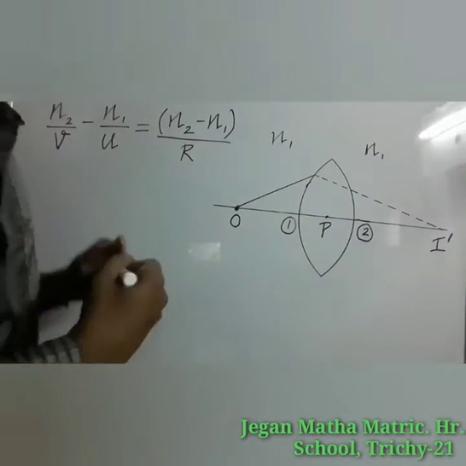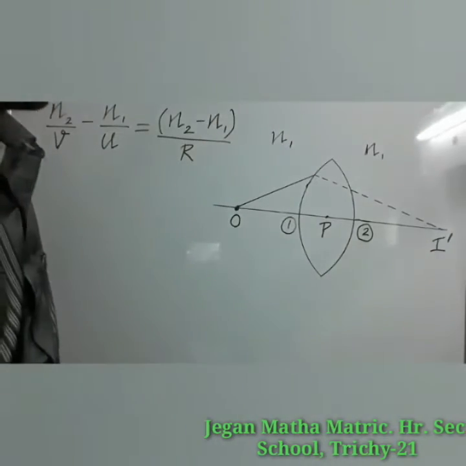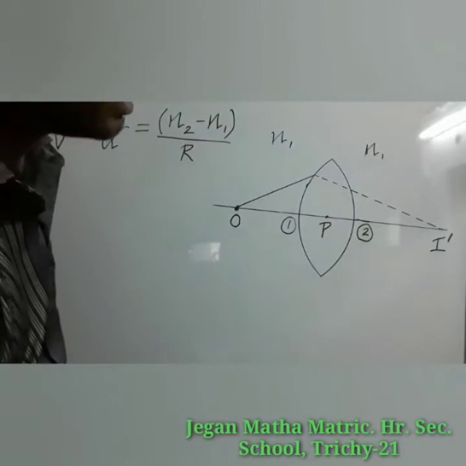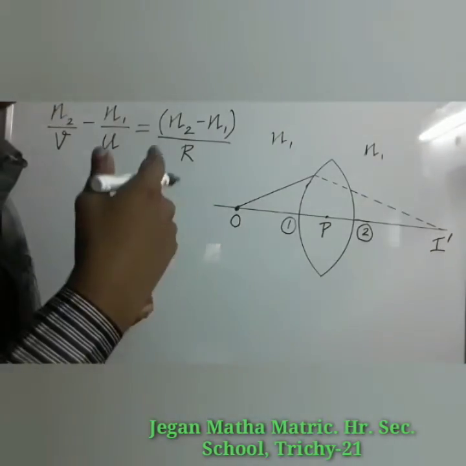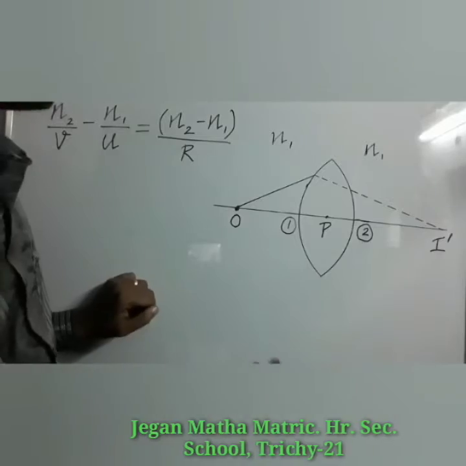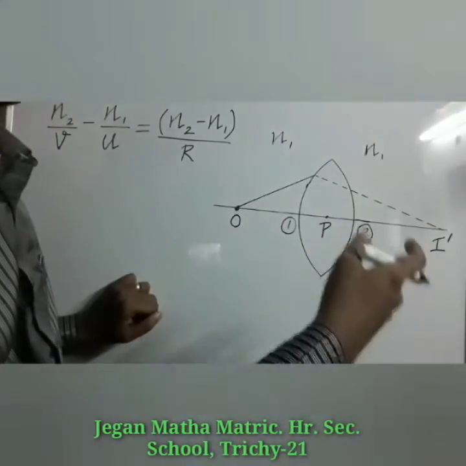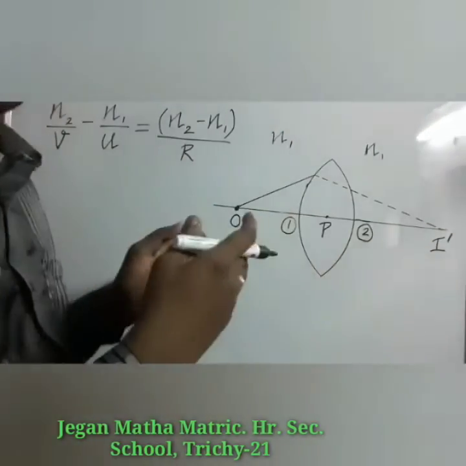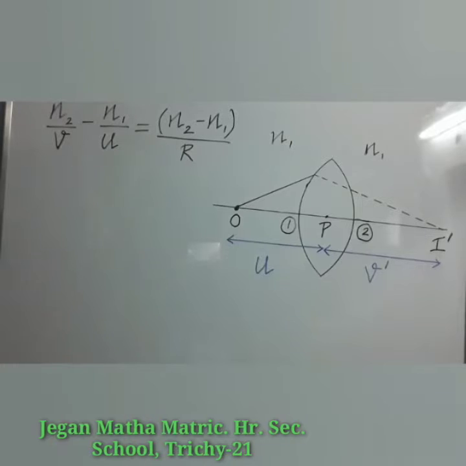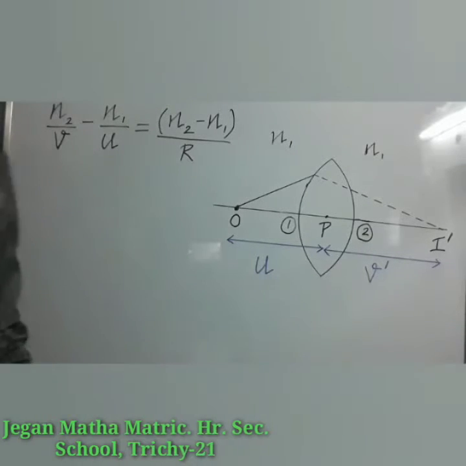So what is the distance between the object and the pole? That is known as U. And what is the distance between the pole and the image? That is known as V. But actually we have taken I dash. That is temporary only. That is the image formed due to the first refracting surface. So let us consider that as V dash. I have included the two distances U and V dash.